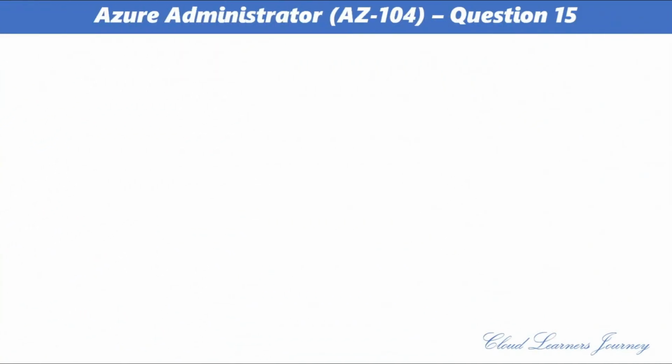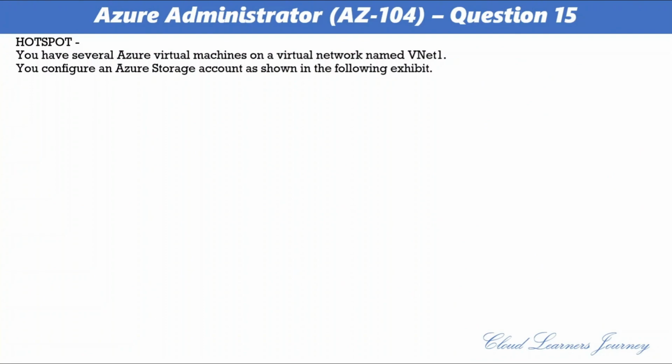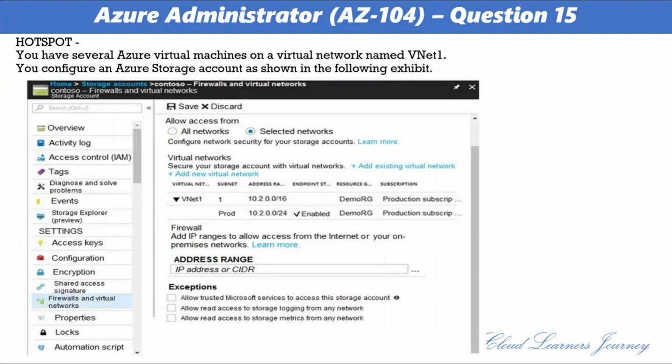Next, question number 15. You have several Azure virtual machines on a virtual network named VNet1. You configure an Azure storage account as shown in the following exhibit. We have the exhibit: allow access from selected networks, and we have the VNet with Subnet1 and the address 10.2.0.0/16 with the resource group demo RG and the subscription production subscription. And you see the further options below.